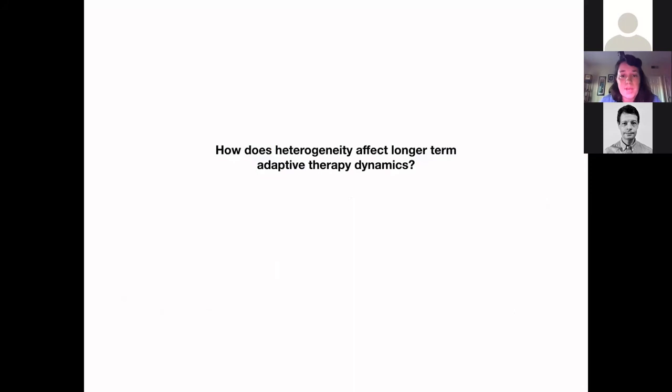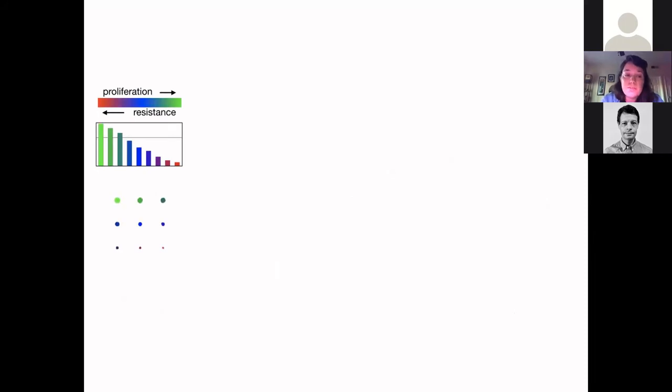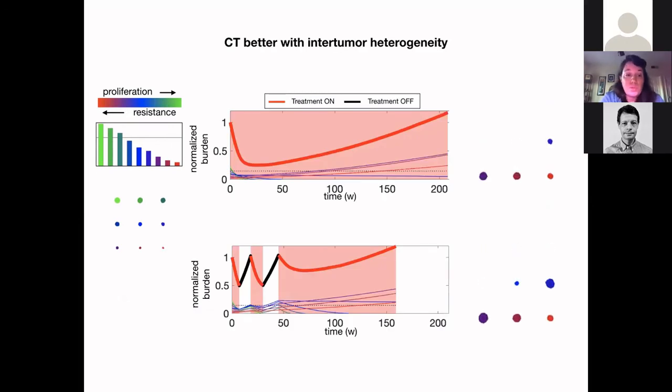And so I just wanted to end on this last thing, going a little further into heterogeneity and what that means for longer term dynamics and adaptive therapy. So if we go back to this intertumor heterogeneity, we can treat this single initial condition with both adaptive and continuous therapy. We see that continuous therapy does better, and this makes perfect sense because you need the spatial competition for adaptive therapy to work. So you can't just have resistant cells and sensitive cells. They actually have to be in direct spatial competition to have the intended effect.